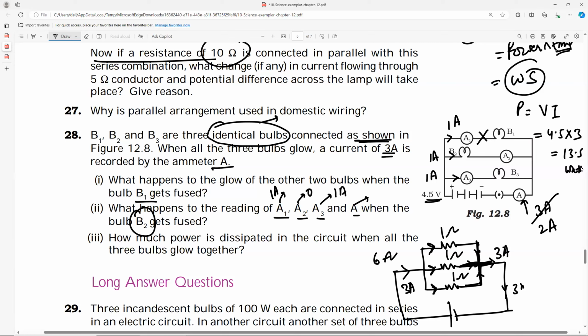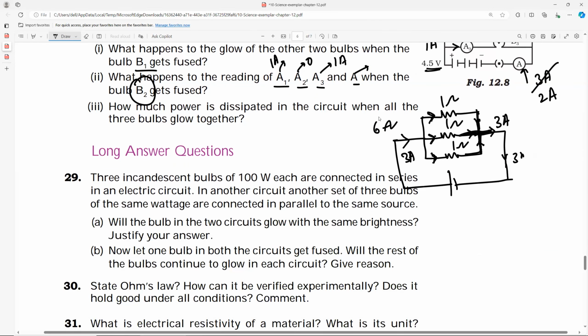Yes, sir. If I ask you what is the power of an individual bulb? It's 4.5 watt, because you know P is equal to V into I. The voltage each of the bulbs is going to receive is 4.5 volt because they are connected in parallel. And the current each of the bulbs is going to receive is 1 ampere. So it would be 4.5 watt. Okay. Got it? Yes, sir.